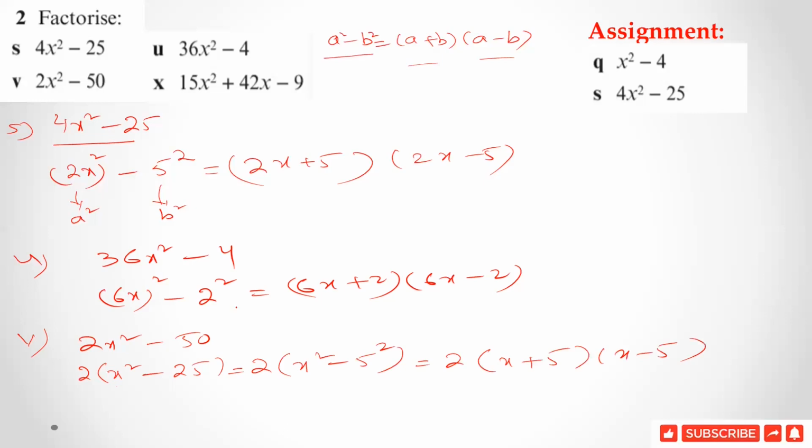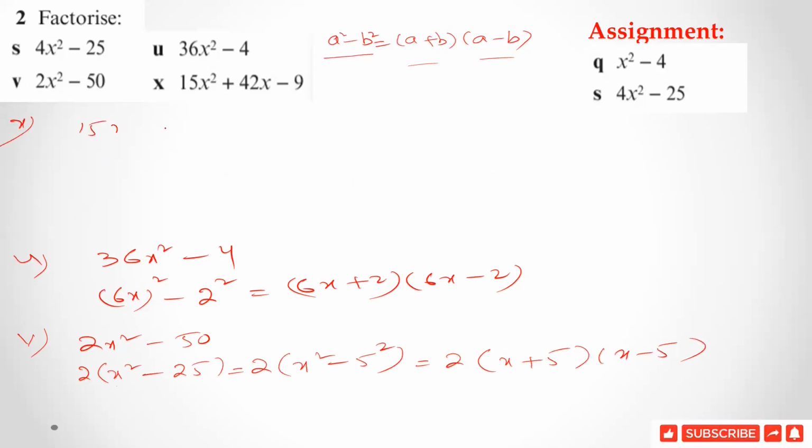And x question: 15x squared plus 42x minus 9. Now again, we are not going to apply the formula a squared minus b squared equals a plus b times a minus b in this kind of question. We shall again multiply the outermost coefficients and get it factorized. But here, as you know, 9 and 15 are bigger numbers. First of all, our first priority must be to get a common factor from these three. Do we have any common factor?